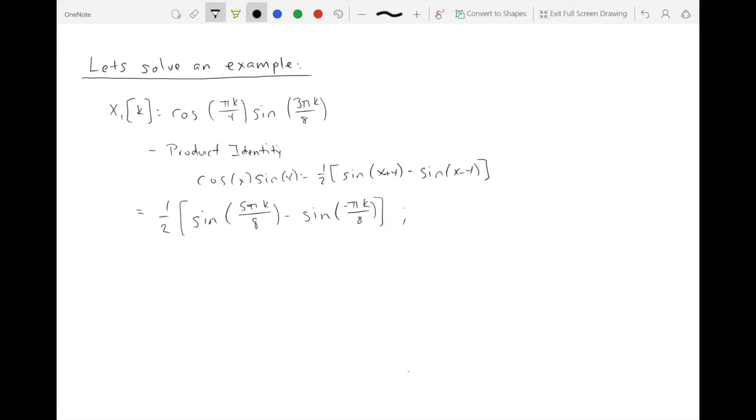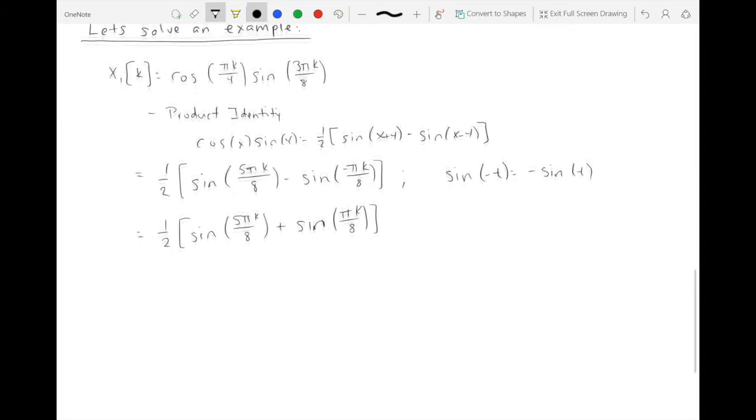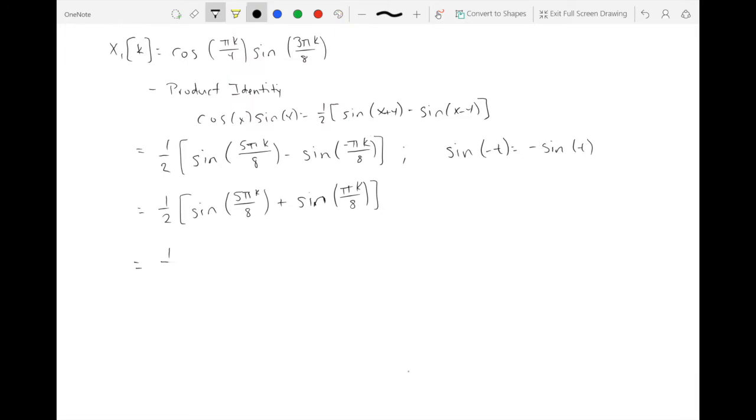Also know that sine of minus t equals minus sine of t, so we can go ahead and apply that, simplify it a little more, changing it to plus, and the argument is now positive. Go ahead and distribute the half. We get this right here.